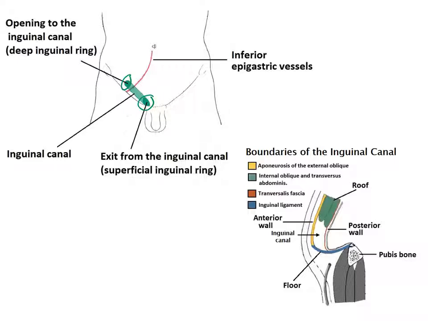The posteriormost boundary, represented here in red, is the transversalis fascia. The anterior wall of the inguinal canal, shown here in yellow, is the aponeurosis of the external oblique muscle. The floor along the middle third of the inguinal canal is made up of the inguinal ligament, shown here in blue. And finally, the roof of the middle third of the inguinal canal is made up of a musculoaponeurotic arch that comes from both the internal oblique muscle and the transversus abdominis muscle, shown here in green.